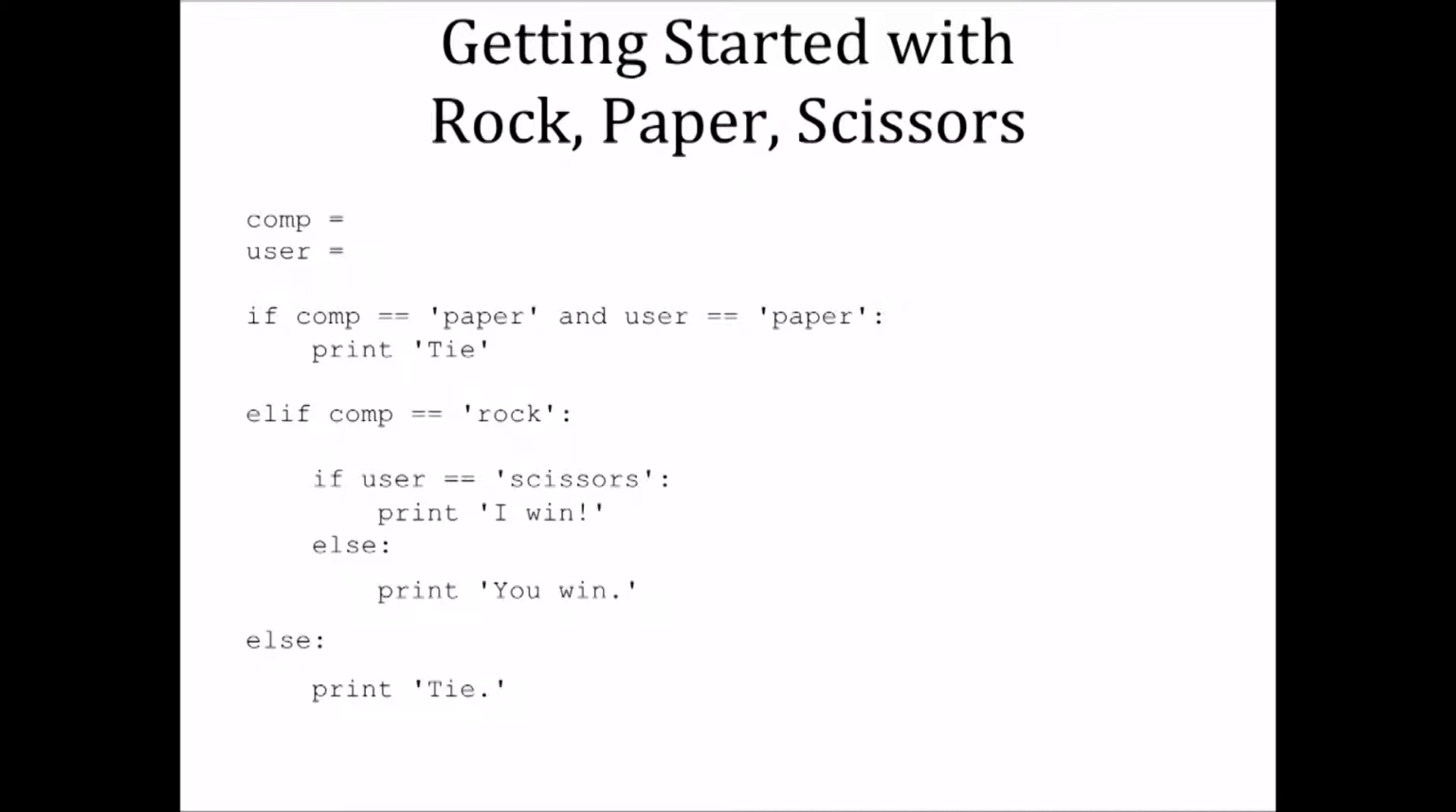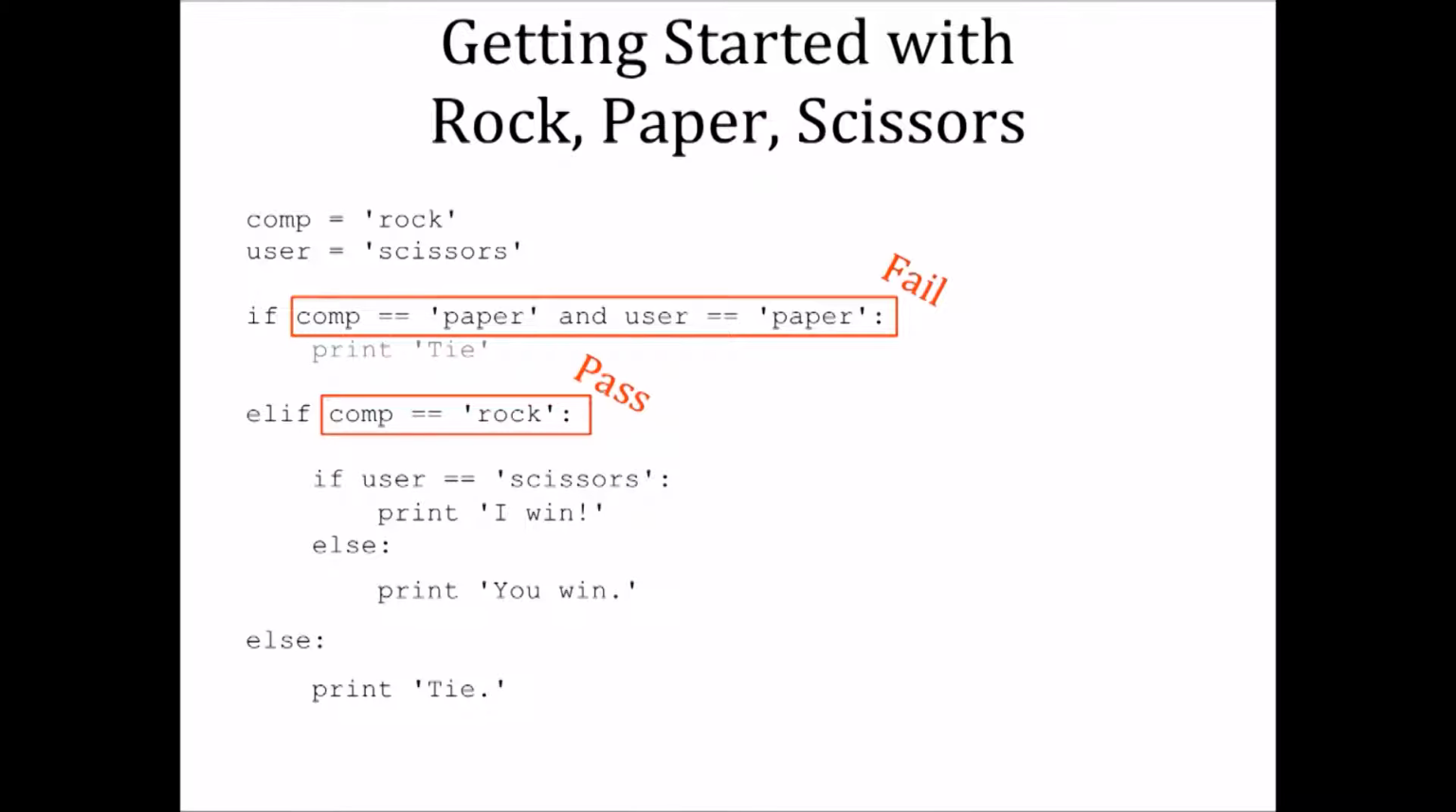What does this program print? The computer chose rock, and the user chose scissors. The first test will fail, so its code will not be run. The second test will pass, because the computer played rock. Now, the code inside that block will run. This block is also an if statement. The first test passes because the user played scissors. Therefore, its body will execute, and the code will print, I win.